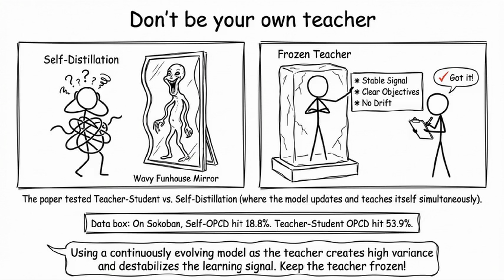And the scoreboard makes it brutal. On Sokoban, self-OPCD only hits 18.8%, while teacher-student OPCD jumps to 53.9%. Same idea, totally different stability.